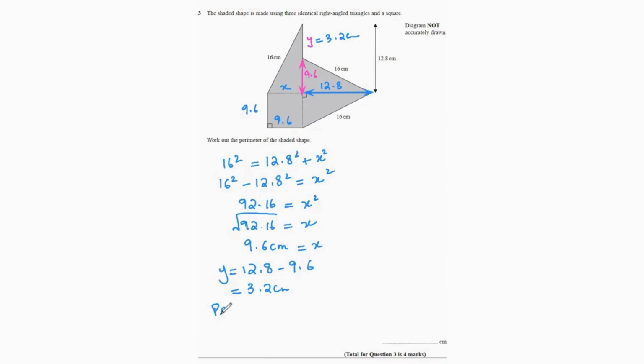So perimeter is going to be 16 plus 9.6 times 2 plus 16 again, then again plus 3.2. That gives us 70.4 centimeters. That is your final answer.